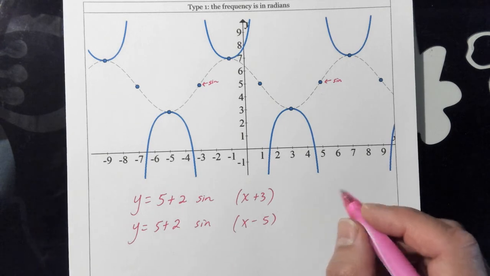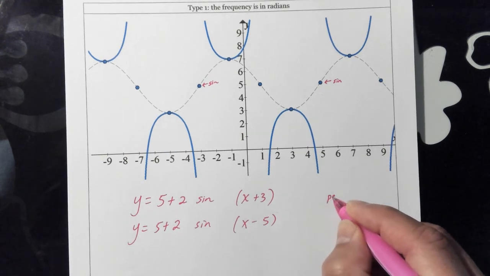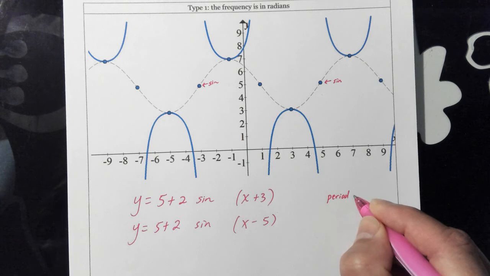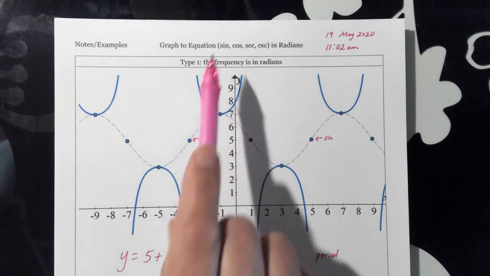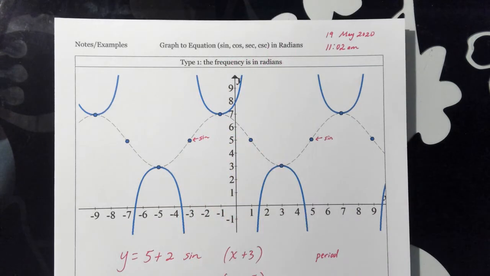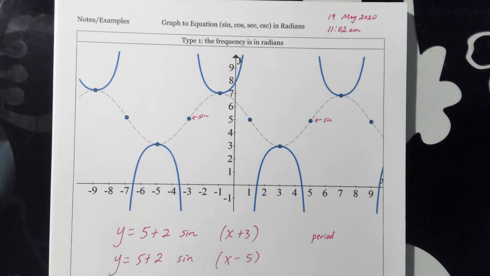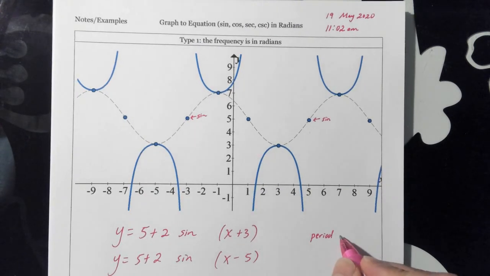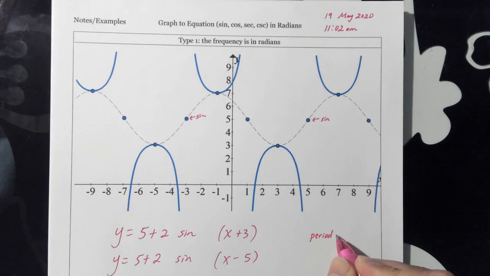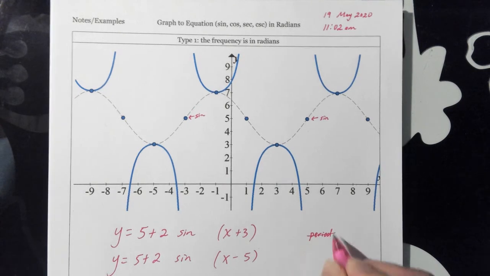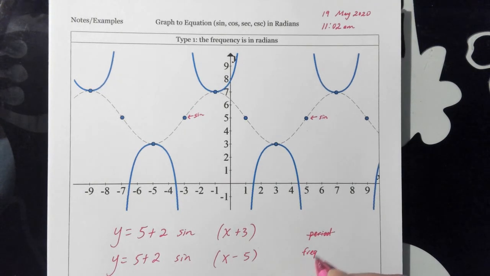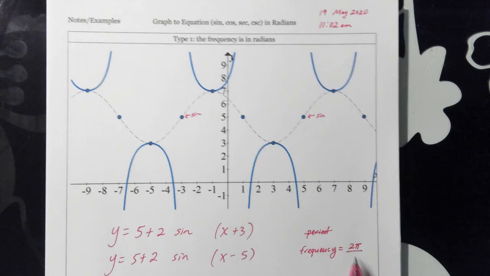So let's take a look at the period. Remember, period for sine, cosine, secant, cosecant is 360 degrees or 2 pi. Frequency equals 2 pi divided by whatever the period is.